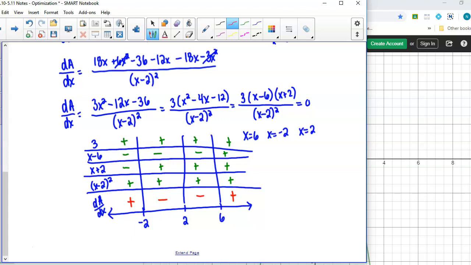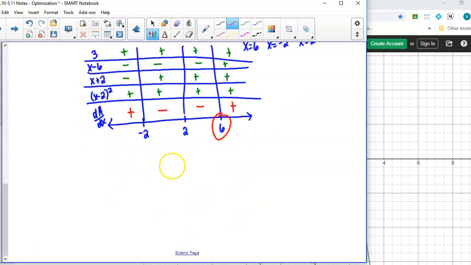And really, on this problem, I didn't need to consider those negative values because we're talking about the length of the side of a paper. That can't be negative, so even if you did have something over here, you wouldn't include it. So the minimum is where we change from negative to positive on our derivative. So that's right here at 6. So x would equal 6.